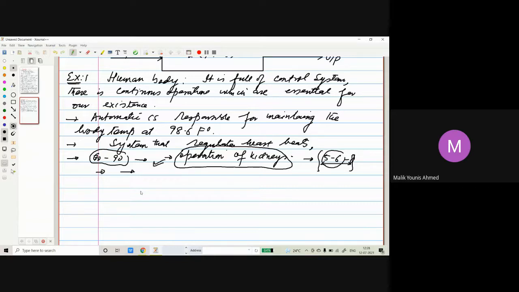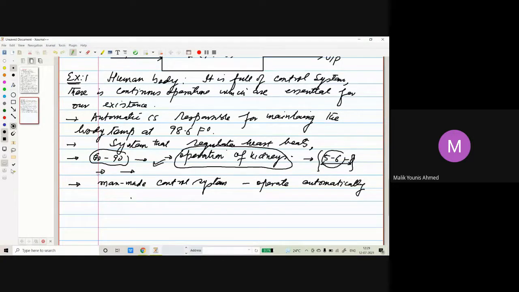Now, we are also surrounded by man-made control systems. God has given a brain to the human being, and he has utilized this brain to make certain man-made control systems. The man-made control systems can have high complexity, but these systems operate automatically, or sometimes we can operate them manually also. But we are talking about the automatic ones, and we use them in our daily lives also.